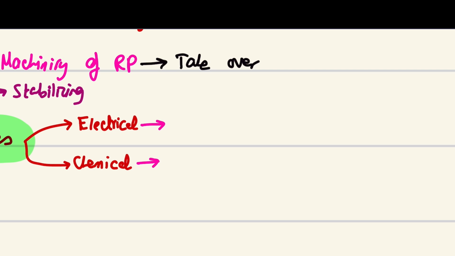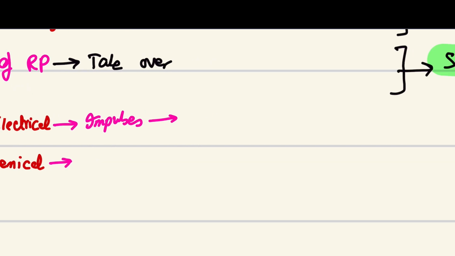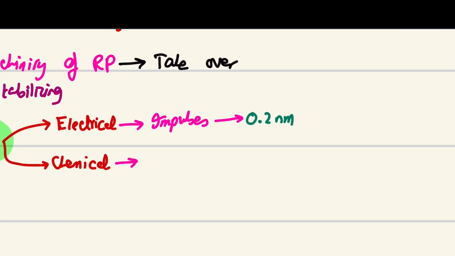Okay guys, electrical synapses are going to be carrying electrical impulses. I'll just write impulses, okay, and these are going to be separated by 0.2 nanometers only, meaning they're very close together. And over here, we're going to be using a neurotransmitter, and along with using a neurotransmitter, the gap over here is going to be 20 nanometers. Please memorize these things, okay?